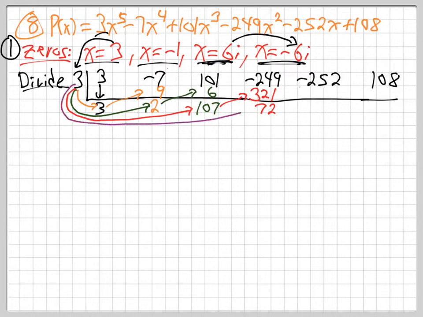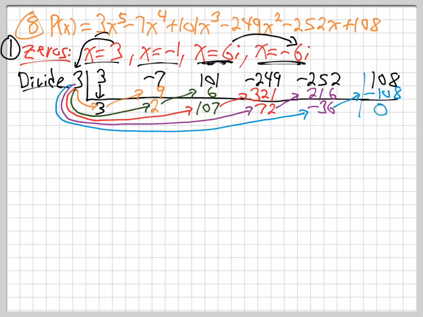And 3 times 72 is 216. Get minus 36. You know what the last step's going to do. I'll do it anyway, but you know it's always going to end up being 0. 3 times minus 36, minus 108, 0. And let's put our wall there. We're going to see that wall creep over. That's the remainder, which means we did everything perfect, and x equals 3 really goes in.